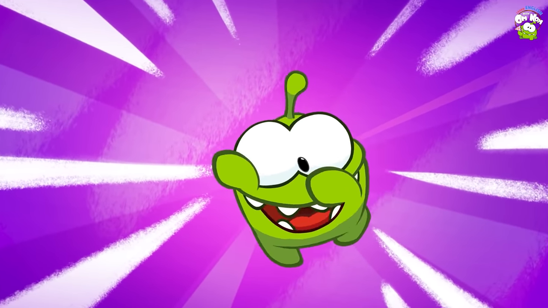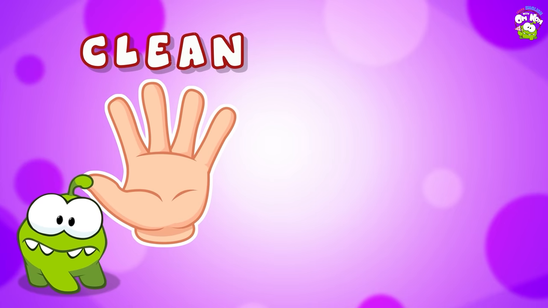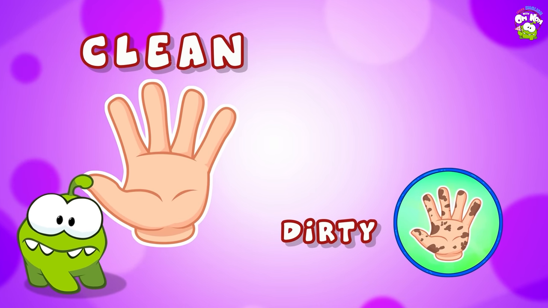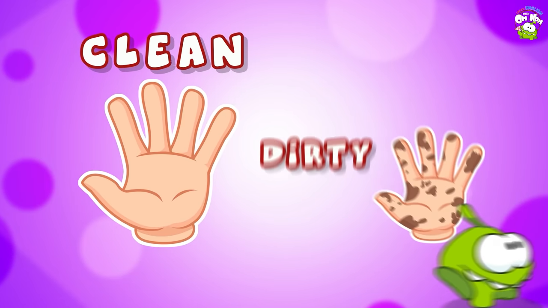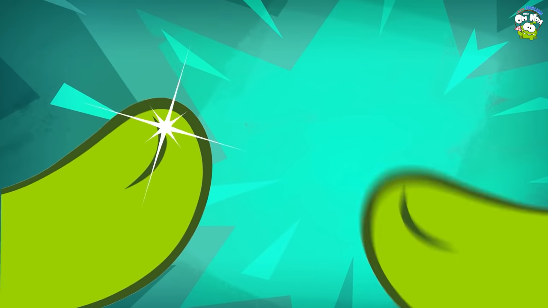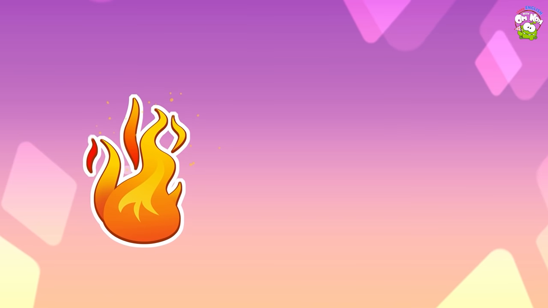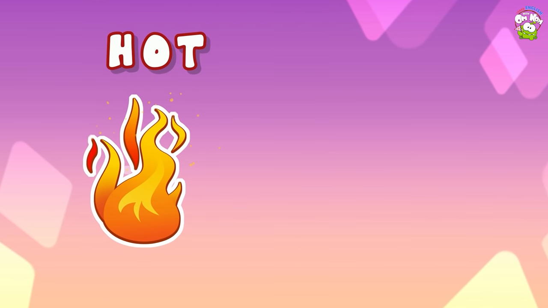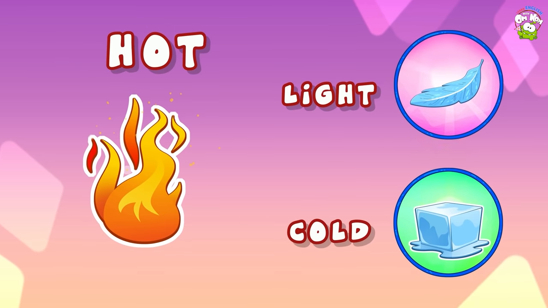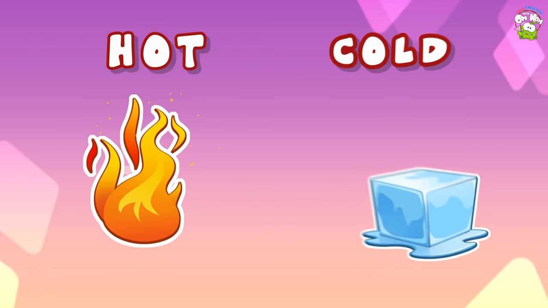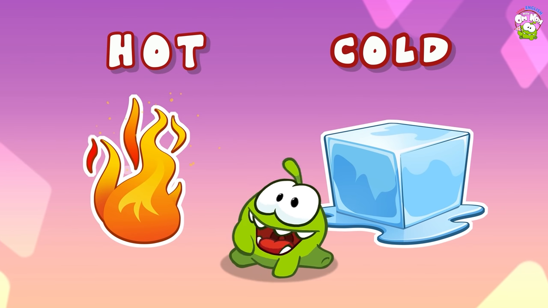I think Om Nom's very happy. What's this? A clean hand! What is the opposite of clean? Is it dirty or cold? It's dirty! Well done! Nice clean hands, Om Nom! This fire is hot! Is cold the opposite of hot? Or is light the opposite of hot? It's cold! That's right! If I'm not hot, then I must be cold! Bye, Om Nom! That was fun!